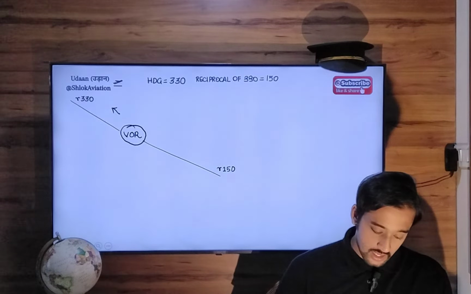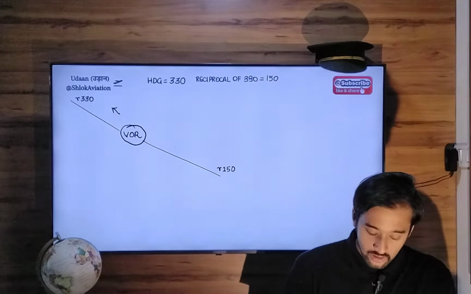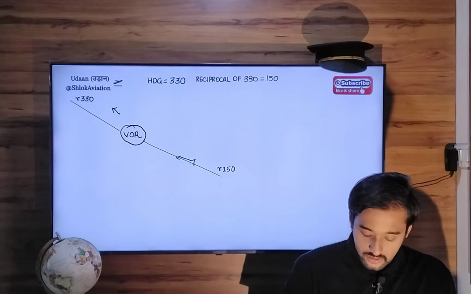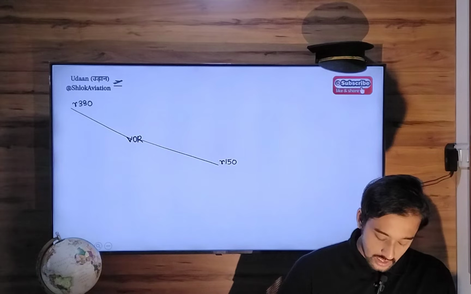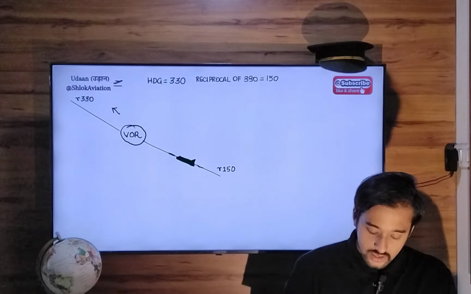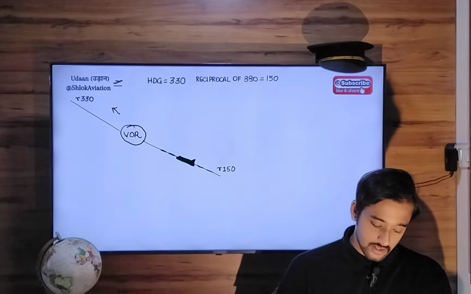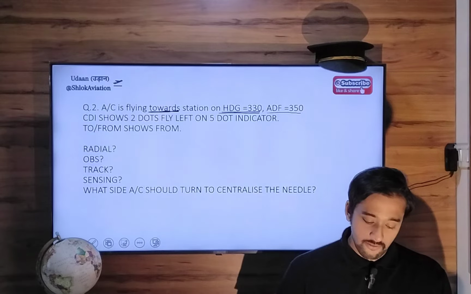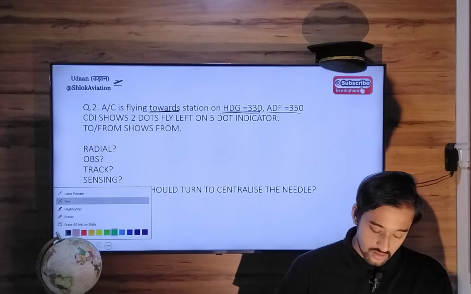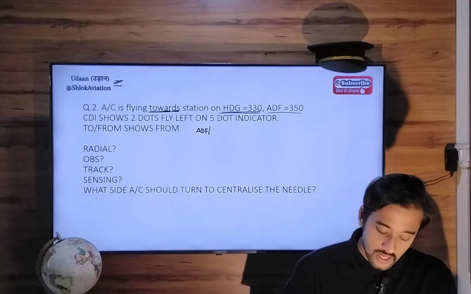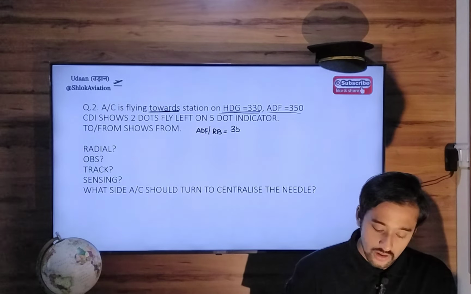So the first thing that we have determined is the aircraft is flying towards the station, on a heading of 330. Next, ADF is 350. Okay, so if ADF is 350, that means relative bearing is 350.